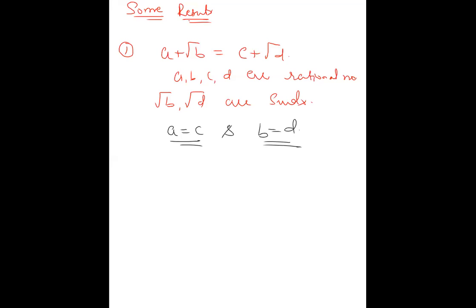Means I'm giving x plus root 2 is equal to 5 plus root y. If root y is a surd and x is a rational number, y is a rational number, then what is the value of x and y? So in this case, directly we can compare this with this one, and there it's this one. So x is equal to 5, y is equal to 2 only.